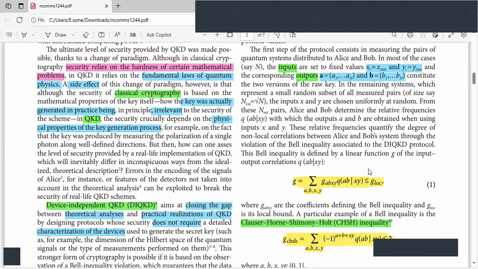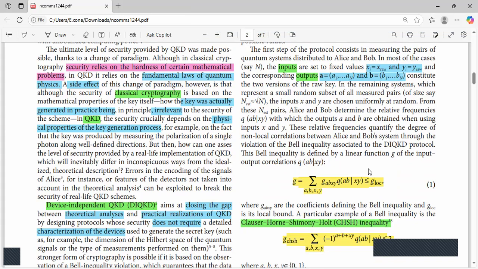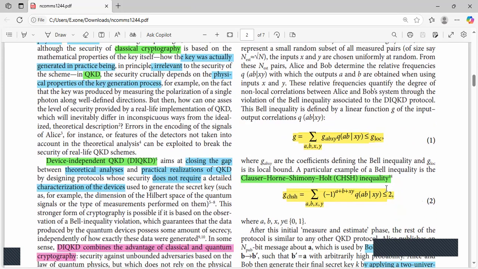And this equality is evaluated on the basis of the statistical properties of their measurement, or statistical data of their measurement. And if the equality is violated, then they can be satisfied that there is a pure entanglement process, or there is a quantum correlation between their measurements, and they can be satisfied that their secret key is not intercepted by Eve, and it is totally safe to use these kinds of keys for encryption purposes.